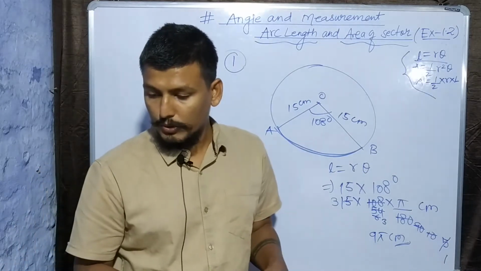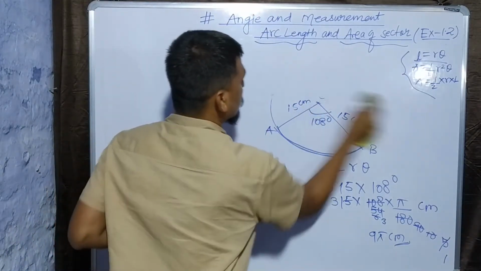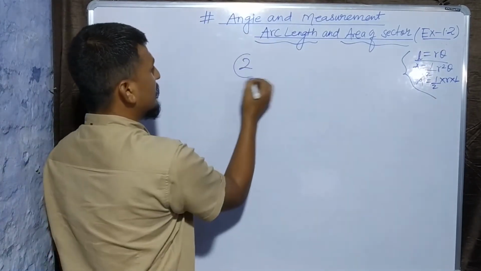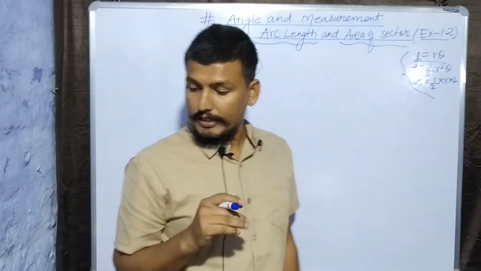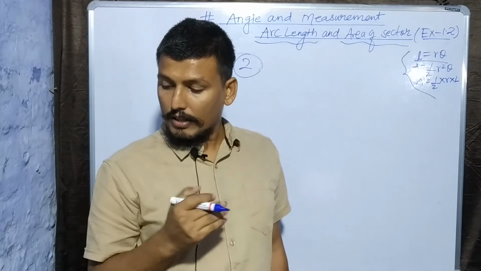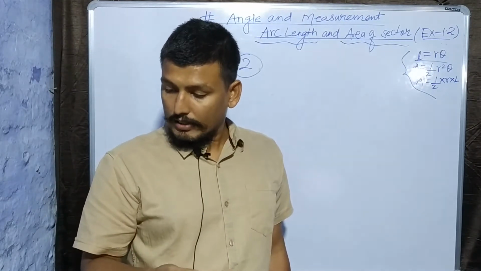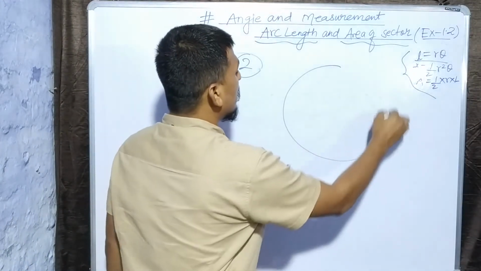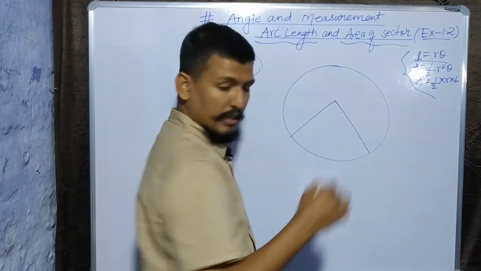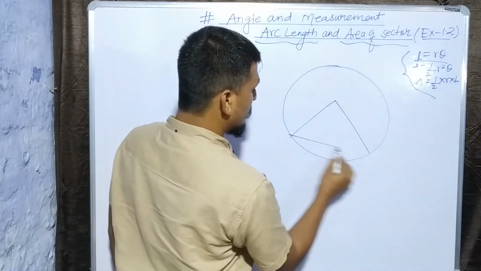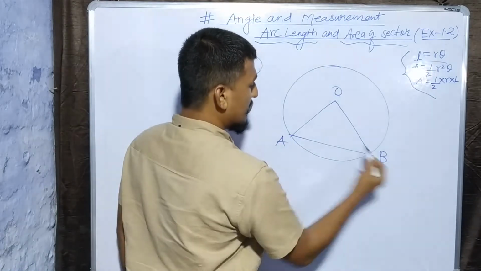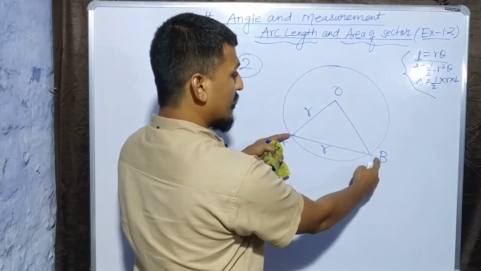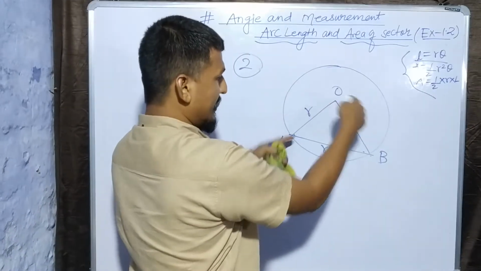So we'll move to question number second. The question is: the radius of a circle is 9 centimeter. An arc of this circle cuts off a chord equal to the length of a radius. Means we have a circle and we have a radius, and the length of chord AB is equal to the radius. This is radius, this is radius.